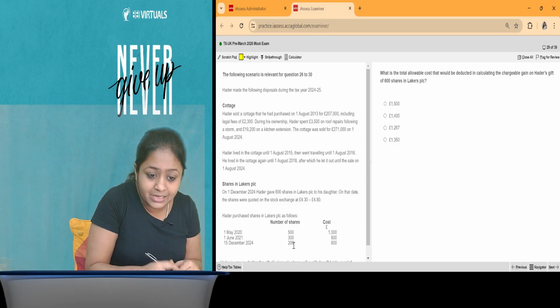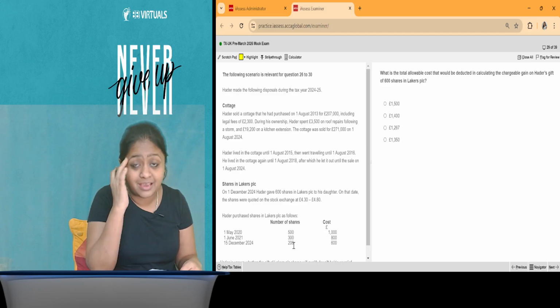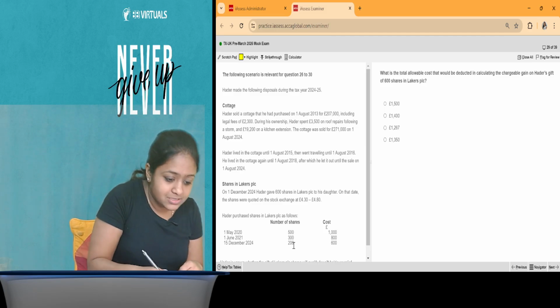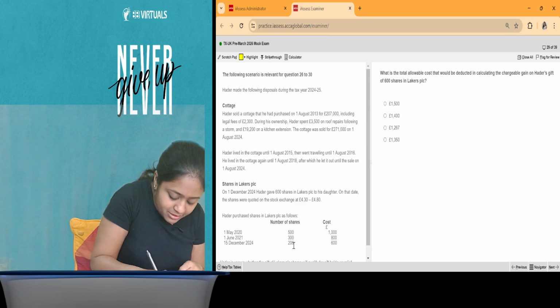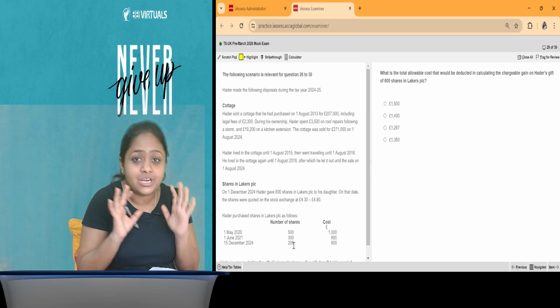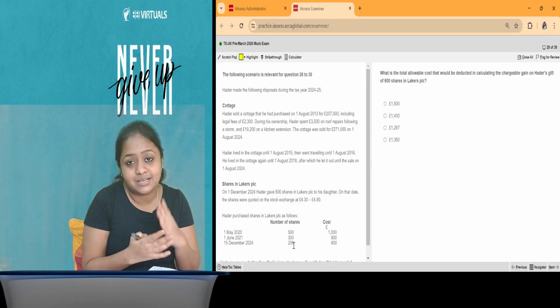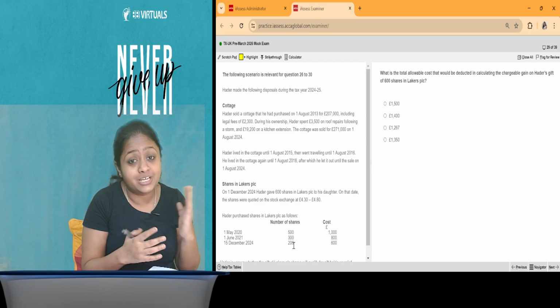Okay, and we have to calculate only the cost, not the gains. So don't make the mistake of calculating gains. What is the cost of 200 shares? 600. So this I will add. With this, I will add the shares pool allocated cost. Because then the third step is match the shares sold against the shares pool.